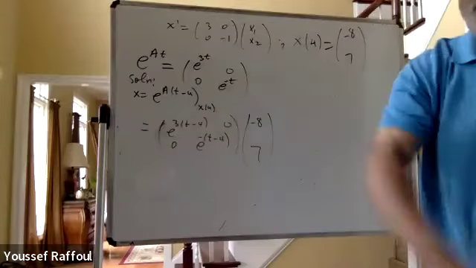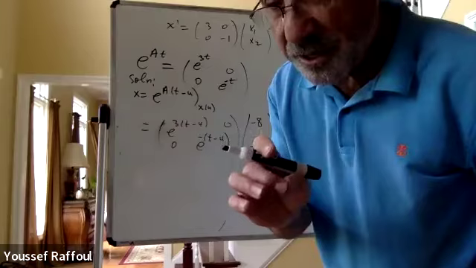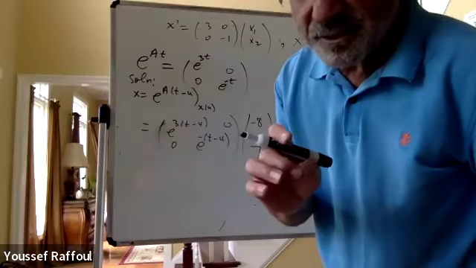This is a generalization of everything you've seen, as long as A is, what is the punchline here? A is a constant matrix. Constant matrix, okay?